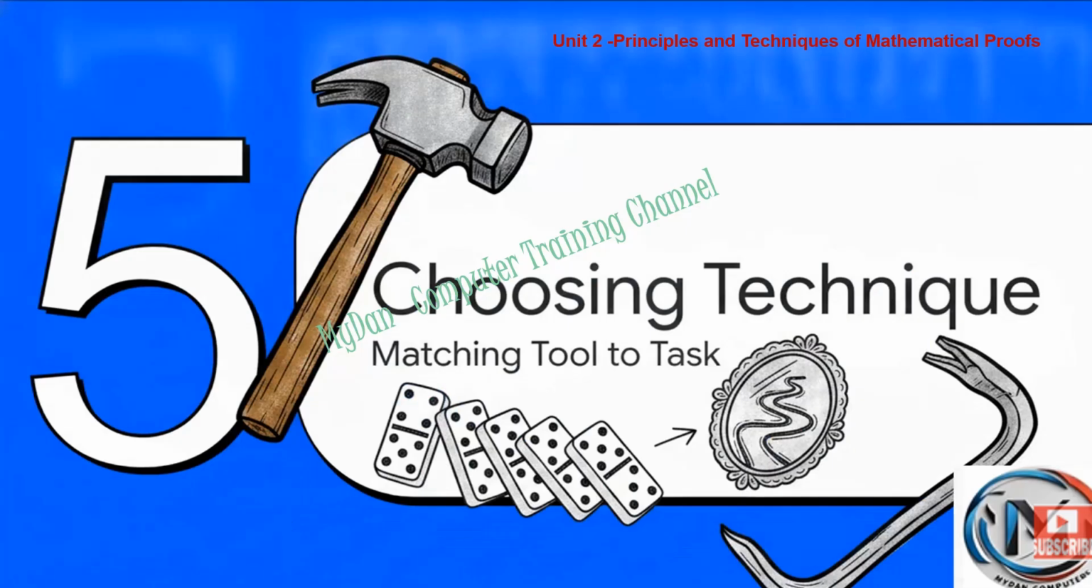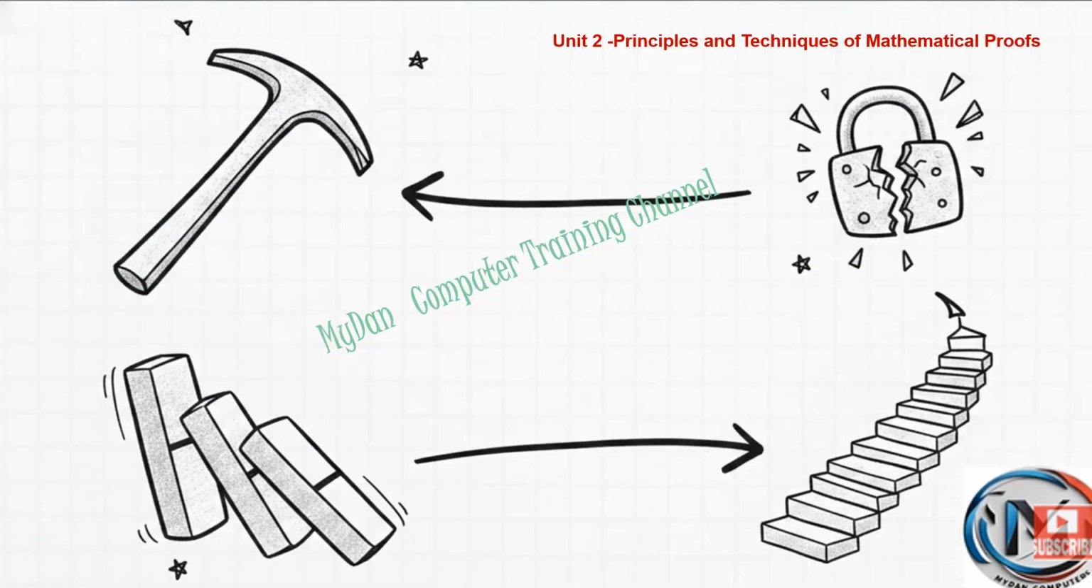And finally, section 5, choosing your technique. So the crucial point is, you've got a hammer, you've got dominoes, mirrors, and crowbars. How does a master builder actually decide which one to use? Well, it takes intuition, and that really only comes from practice. The source material highlights a few classic challenges, like proving the square root of 2 is irrational. That is a perfect job for proof by contradiction.